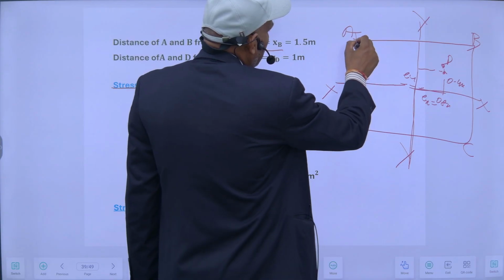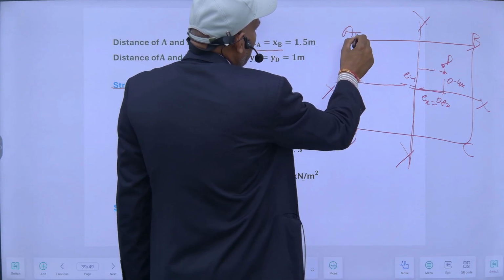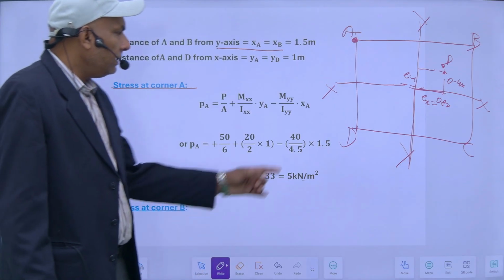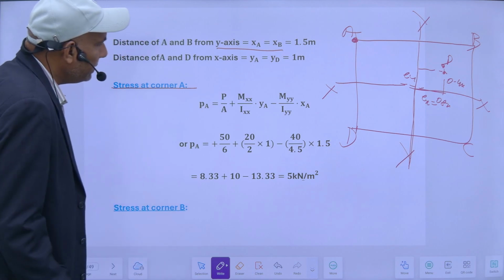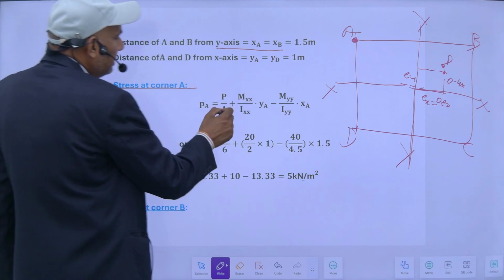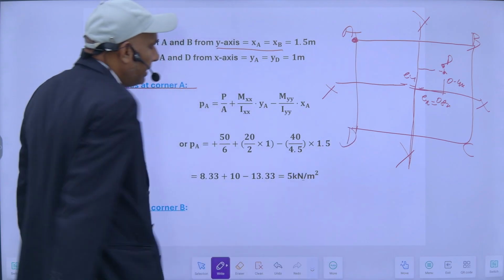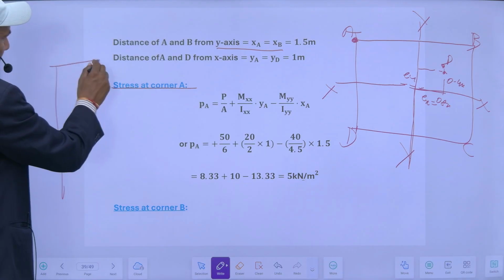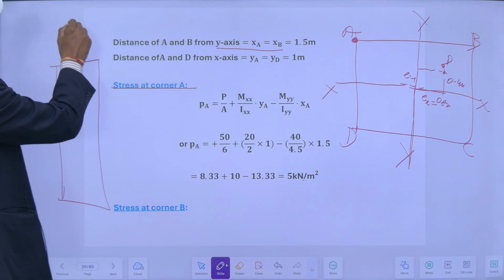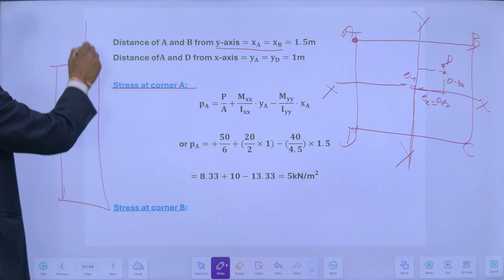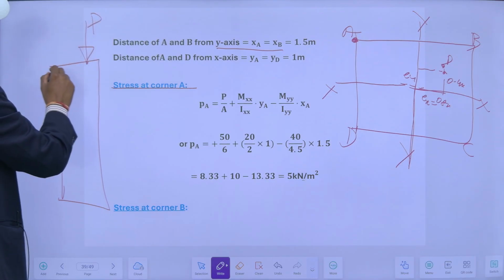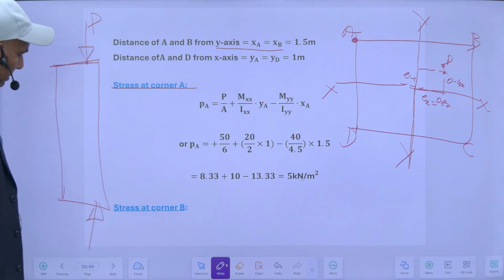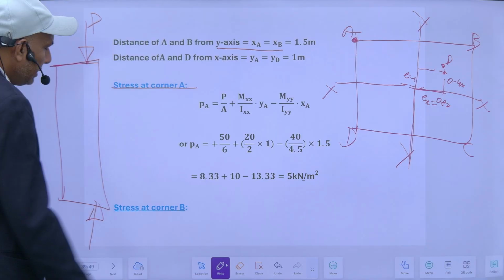So suppose I am taking this corner. So stress at this corner will be because of three components. One will be that stress, that will be load upon area. So suppose if this is the structure, this is the load. So this load is acting here. So my direct stress will be load upon area simply. So this is P upon A.